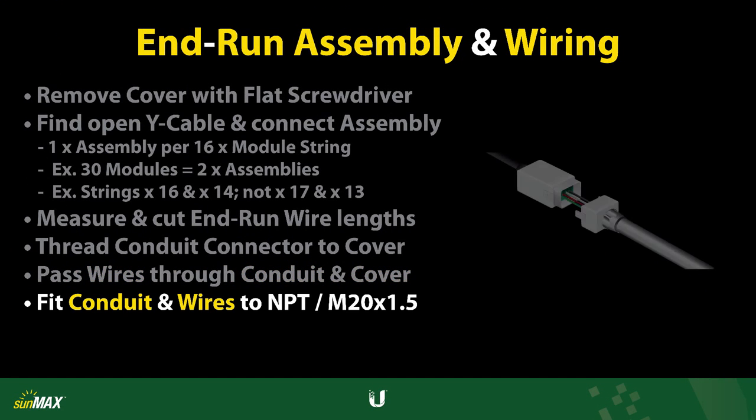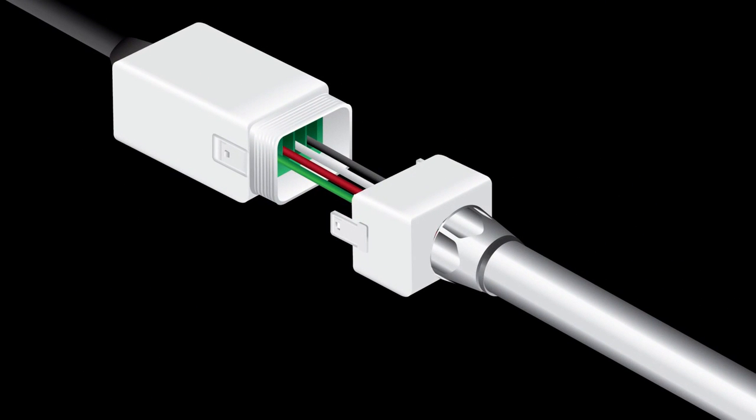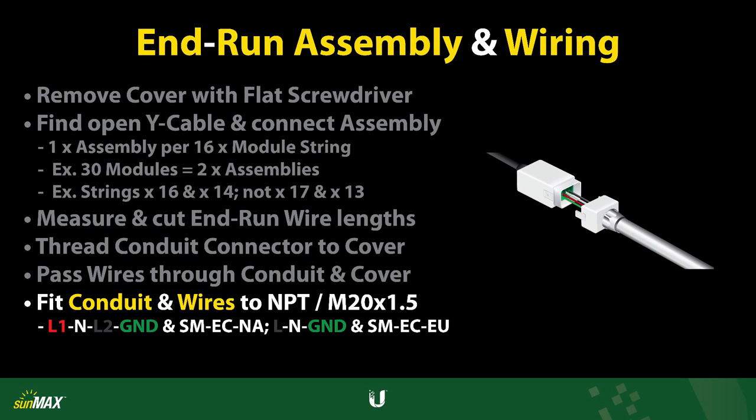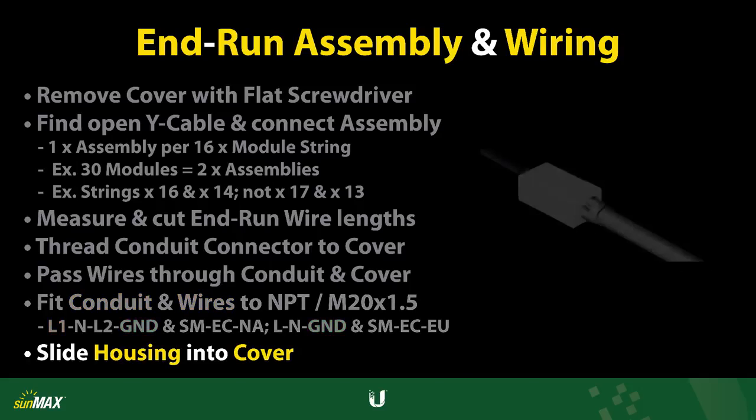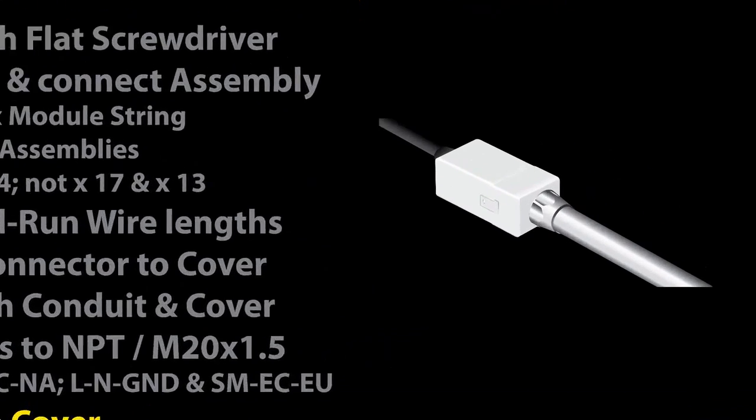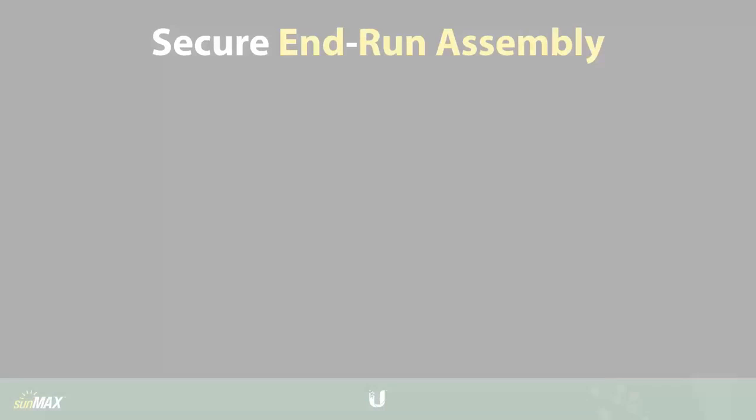Secure the conduit to the NPT or M20 by 1.5 connector and install the appropriate wires into the respective terminal block locations inside the end run housing, that is, line 1, neutral, line 2, ground for the North American end run assembly, or line, neutral, ground for the European end run assembly. Slide the end run housing into the cover until it snaps securely in place.